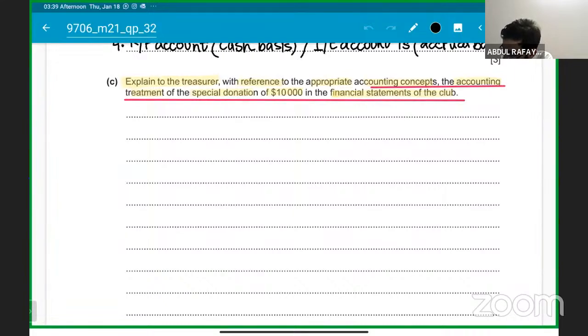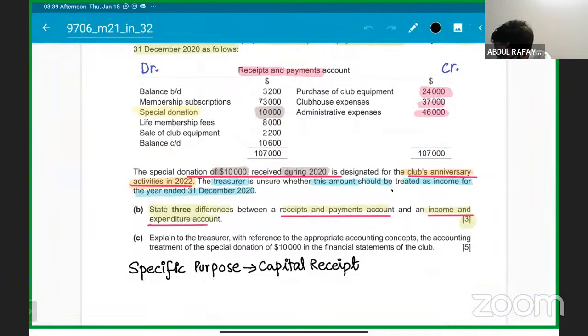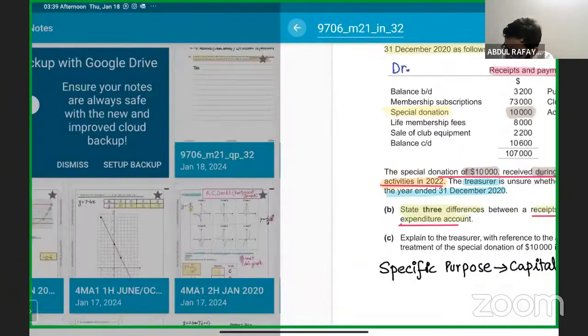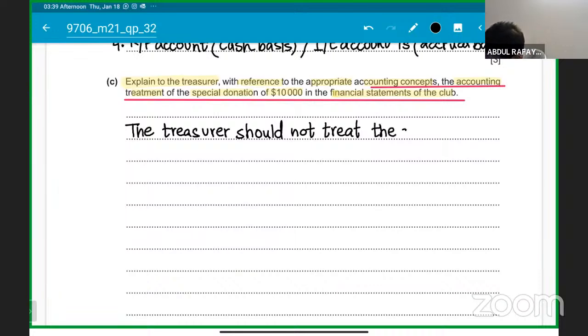The first answer will be this, and I will start the statement: the treasurer should not treat the special donation for the year ended. Everyone getting it?